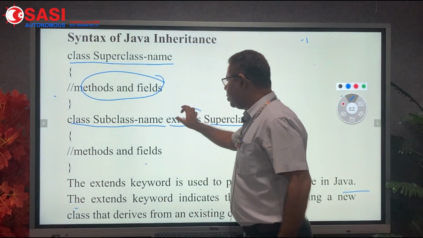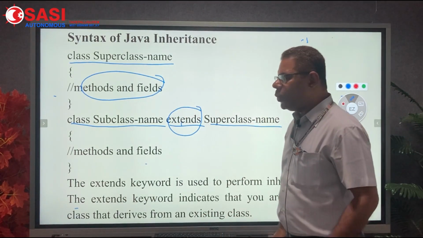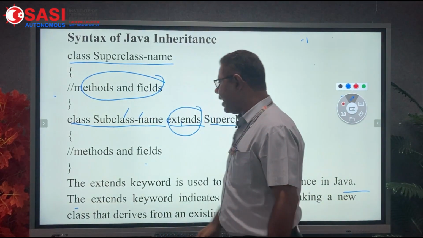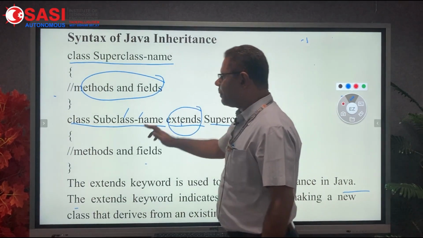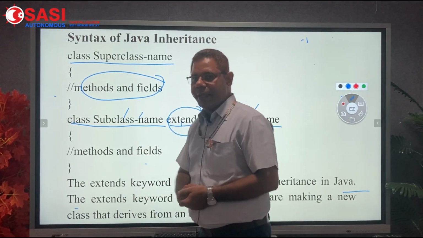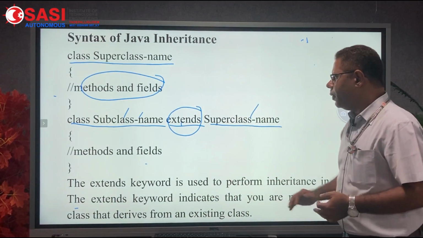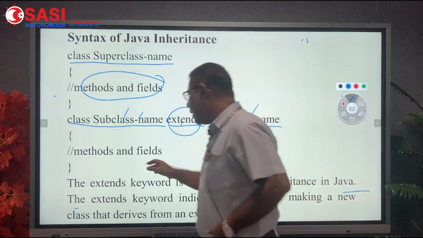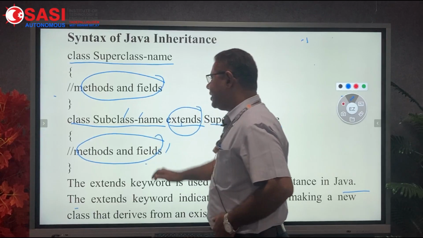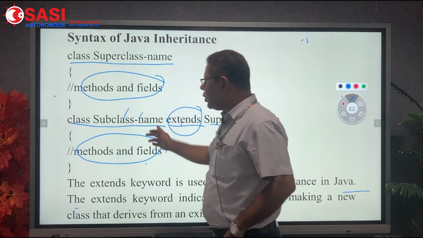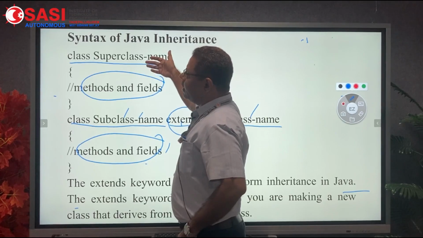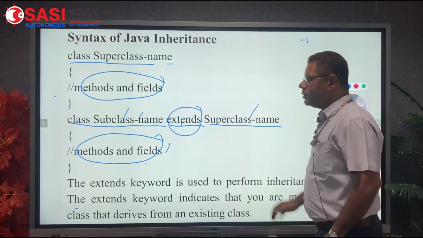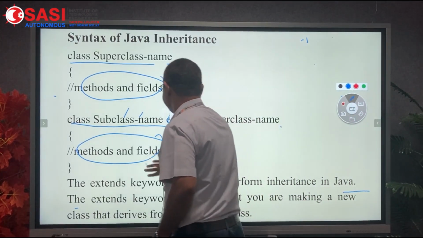Here we use the extends keyword to use the existing class properties in the new class. The existing class is the superclass name and the new class is the subclass name. Again, the new class contains its own methods and variables, so it contains both the existing class properties as well as its own methods and properties. So this is the syntax for inheritance.